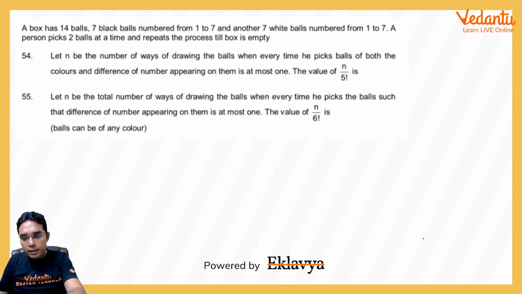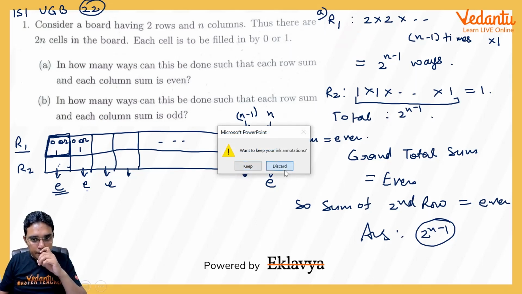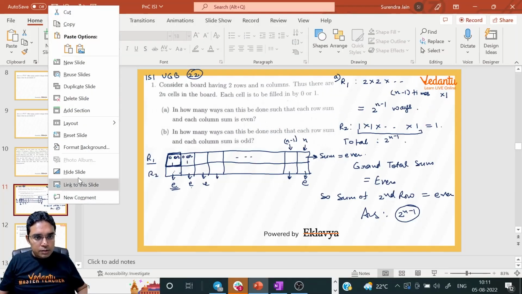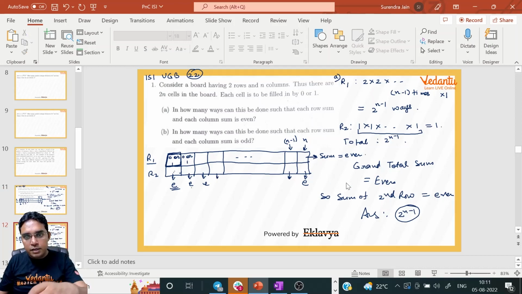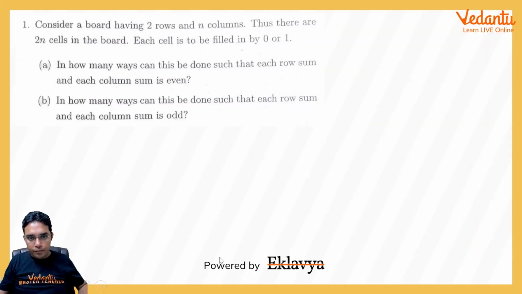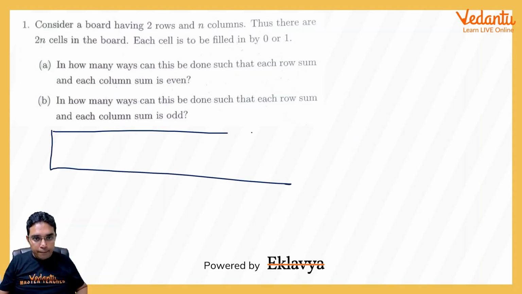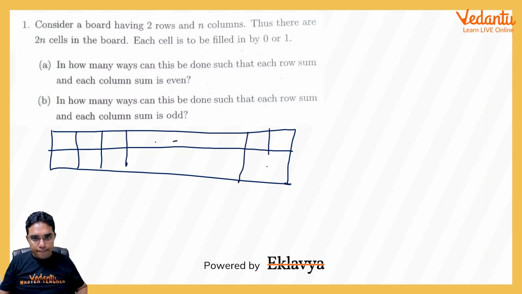Now coming to the B part. The B part is also similar to this, with a very small difference. I'll tell you what the difference is. Please see. In this we are asked in how many ways this can be done so that each row sum and each column sum is odd. Now our starting should be the same. So if I start filling R1 in the B part, it will be 2 into 2 into 2 and so on, n minus 1 times.